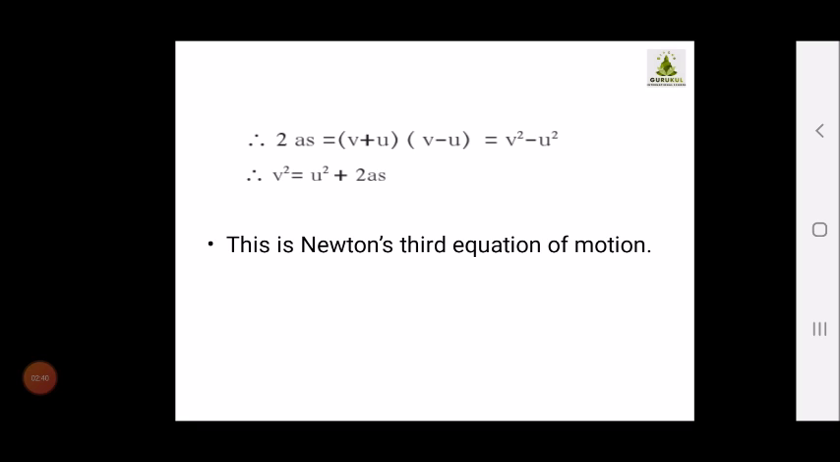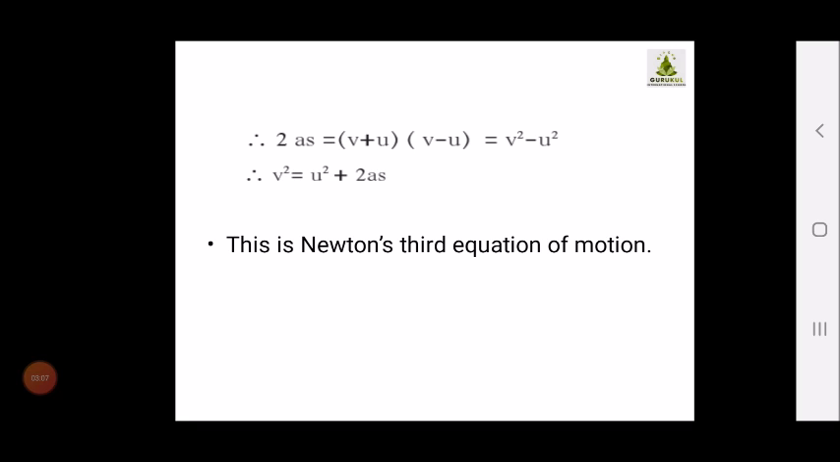Now what is the expansion of A square minus B square? It is (A plus B) multiplied by (A minus B). Similarly, the expansion of V square minus U square will be (V plus U) multiplied by (V minus U). Now changing the positions, I get V square is equal to U square plus 2AS. This is the third equation of motion, the Newton's third equation of motion.